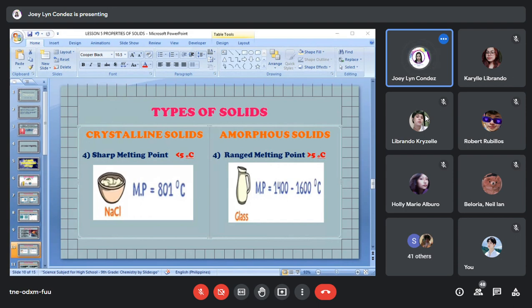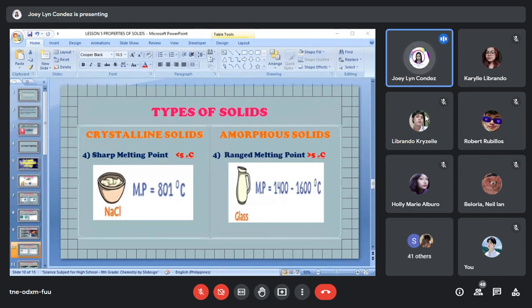But crystalline solids have a fixed or sharp melting point. But their melting points can be changed. It can increase, it can decrease depending on the factors that are involved in it. For example, you are mixing sodium chloride with other substances. Now, other substances can increase the melting point of the sodium chloride. Some other substances can also decrease the melting point.